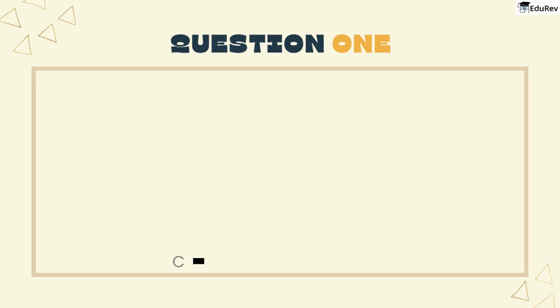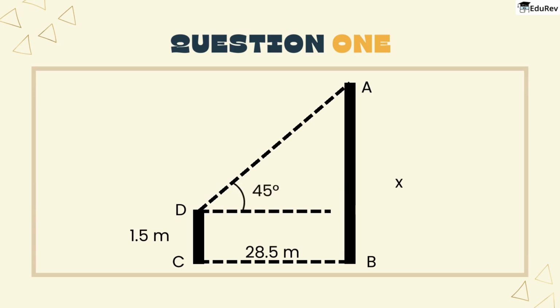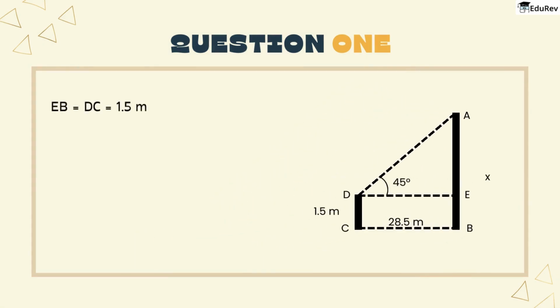Here, we have an observer, which is 1.5 meters tall and 28.5 meters away is a chimney, whose height we have to find. Take it to be x. The angle from the eyes of the observer, that is the top of 1.5 meters tall line, is 45 degrees. We have made the complete figure. Here, we see that the length EB is equal to DC is equal to 1.5 meters.